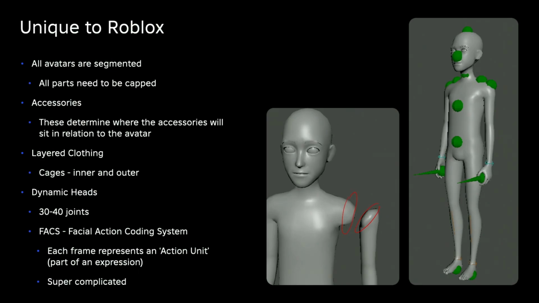Then you've got dynamic heads, which is incredibly complicated. 30 to 40 joints per head. You've got FACS poses, really complicated, but as you guys have probably heard already today or yesterday, we've got an avatar setup tool that will essentially do all the stuff that's very specific to Roblox for you with essentially just a button press.